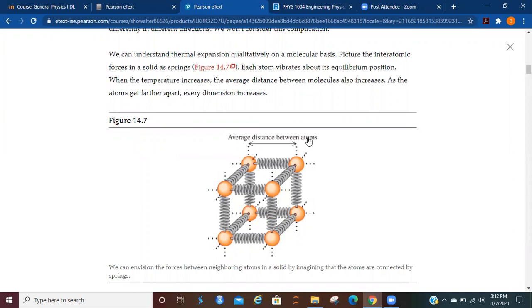If we look at it on a molecular basis, we can picture the interatomic forces as maybe a set of springs in between these atoms. Each atom vibrates about its equilibrium position, and when the temperature increases, the average distance between molecules also increases. In other words, the atoms get further apart, and every dimension is going to increase.